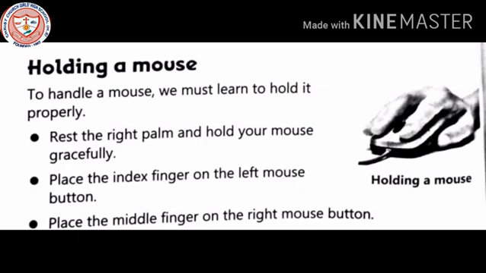So what is the correct way to hold a mouse? Rest the right palm and hold the mouse very gracefully. Place the index finger on the left mouse button. Place the middle finger on the right mouse button. And you can use the mouse gently and gracefully. While using the scroll wheel, move your index finger from the left button onto the scroll wheel, and move your finger up and down to scroll. So this is the way to hold a mouse.